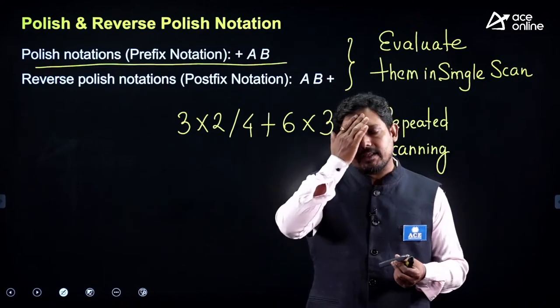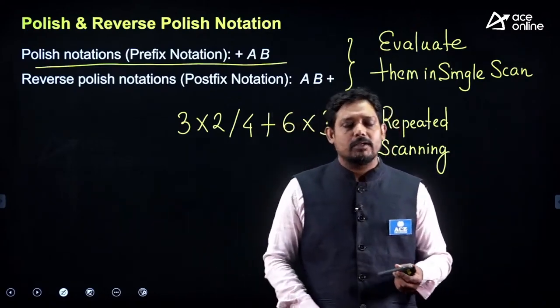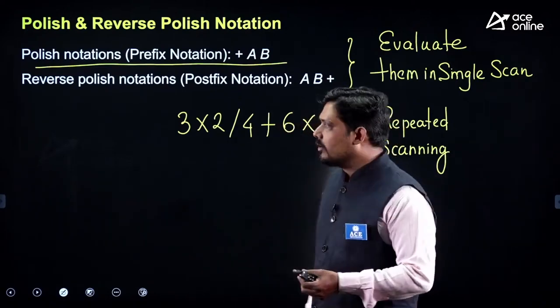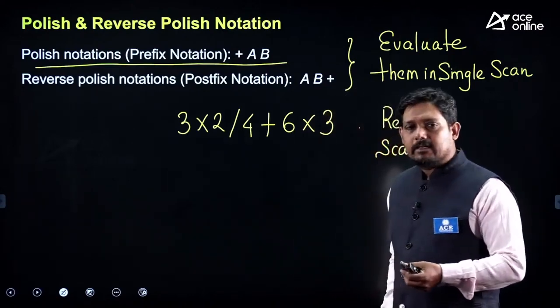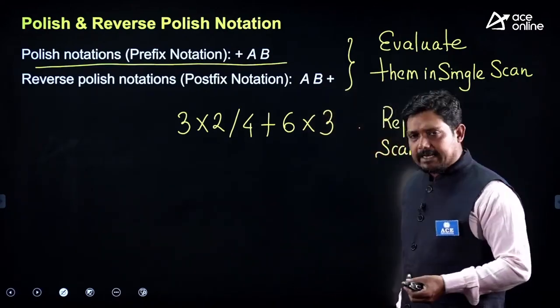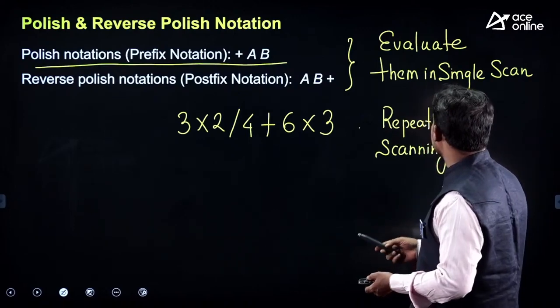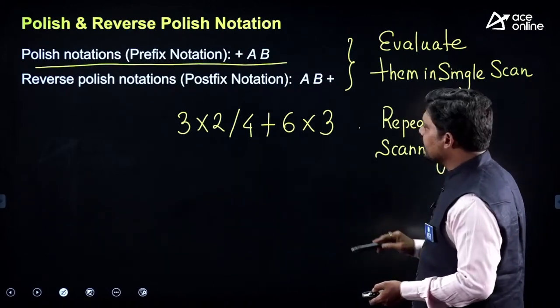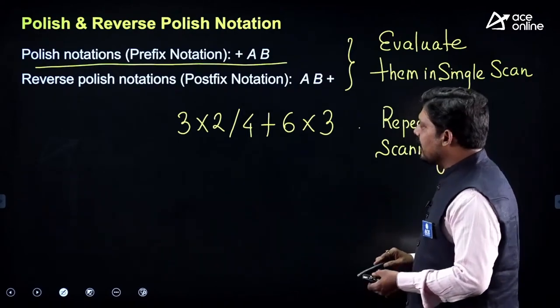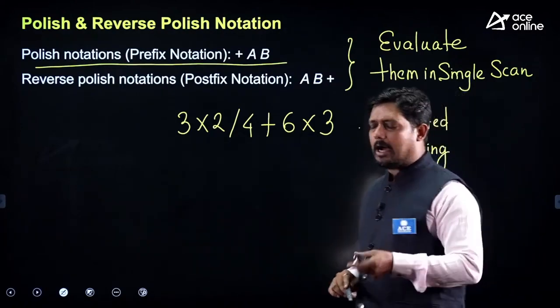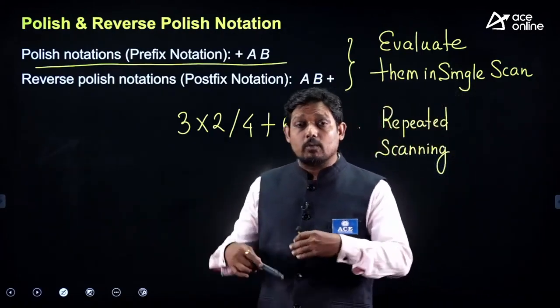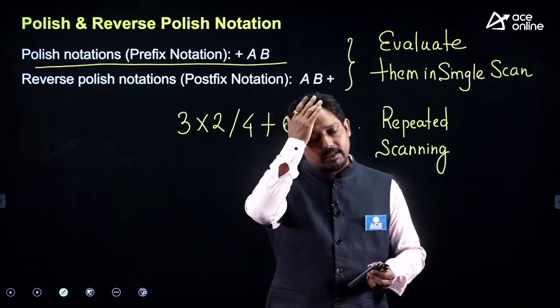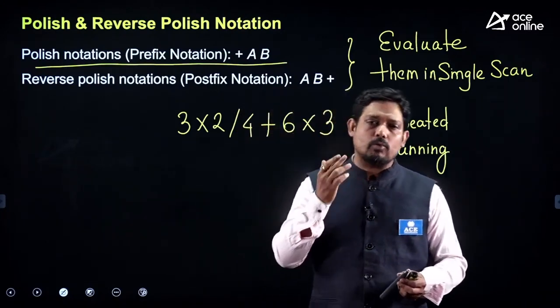No need to maintain the ordering in this case, and no repeated scanning is required. That is the reason that in a single scan it can evaluate the entire expression. But the question is, two questions: how to evaluate and how to convert it.